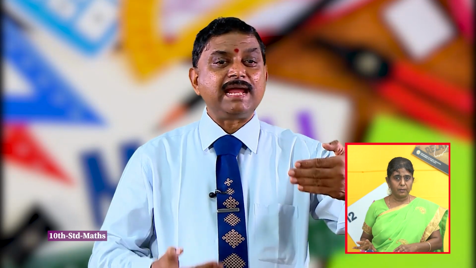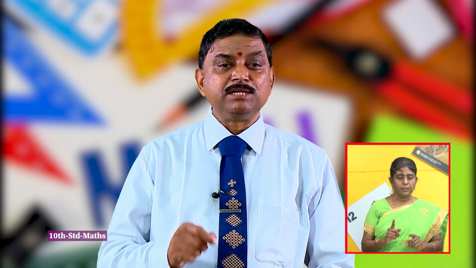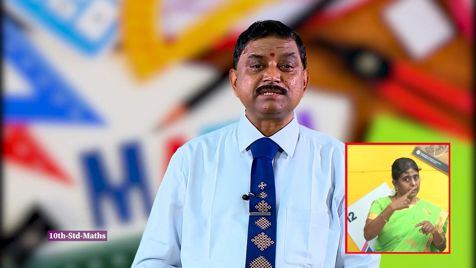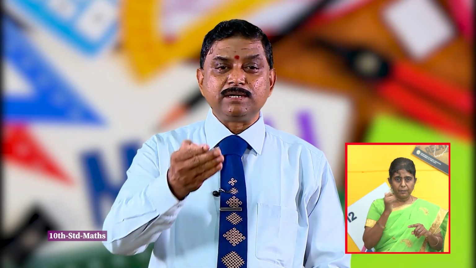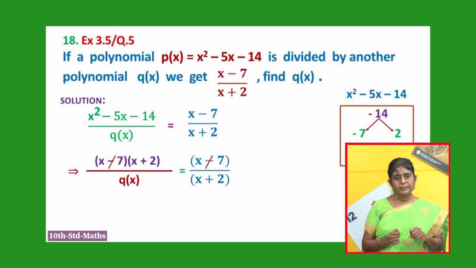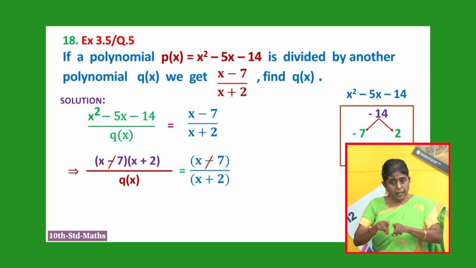Now we can cancel the numerator common factors only, and denominator common factors only. We cannot cancel a numerator factor against a denominator factor. That is possible only when you see the multiplication symbol in the middle. Here we are seeing an equal sign, so that cannot be done. So what we have to do, we can cancel the x minus 7 and also the x minus 7.